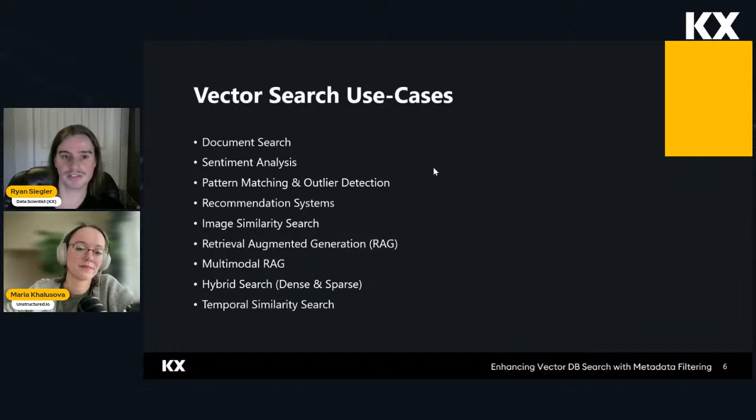Of course, RAG is all the rage now, but there are plenty of other use cases that you can use vector search for, including basic document search, sentiment analysis, pattern matching, and recommendation systems. Image similarity search is an interesting one. We have a really good demo on our GitHub that dives into image similarity search. And then, of course, all the RAG use cases: multimodal RAG, multi-index search, hybrid search, and then temporal similarity search. I'm going to touch on this a little bit later, but this is using time series data in your vector database. So pretty interesting use cases there.